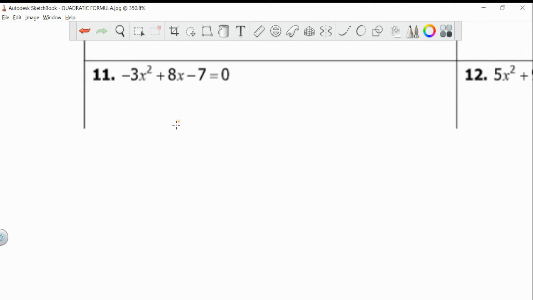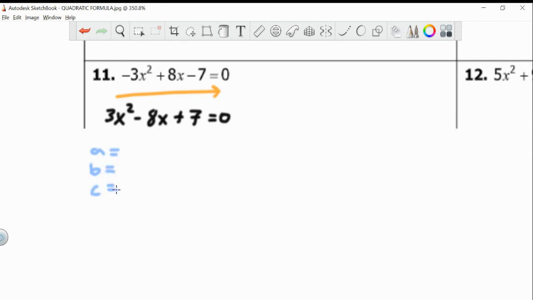I'm seeing number 11. I see that my x squared is negative, and I don't like that. What I want to do is move everything to the other side to make this x squared positive. I'm going to have over here, by adding 3x squared, positive 3x squared. I'm going to have to subtract 8x, so it's going to be minus 8x. I'm going to have to add 7, so it's going to be plus 7. Now I need my ABC. Everything's on one side. That's easy. A is 3, B is negative 8, and C is 7.